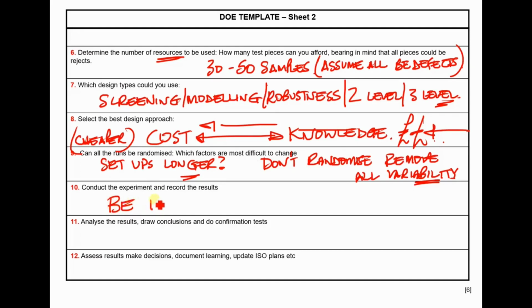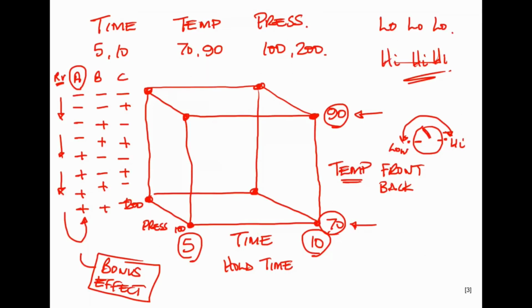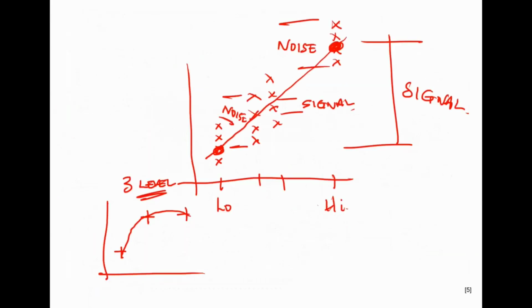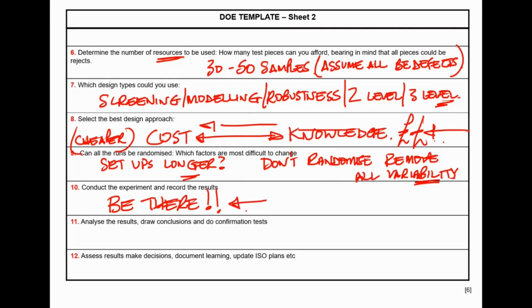Then it says conduct the experiment, record the results. Best advice I can give you, be there. The test has to happen as published. It has to happen in this pattern here. It has to happen like that. If for some reason you get to a particular setting and you can't hit the pattern, then you're going to have to decide on the fly what to do.